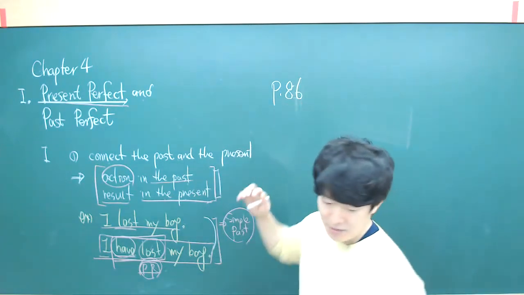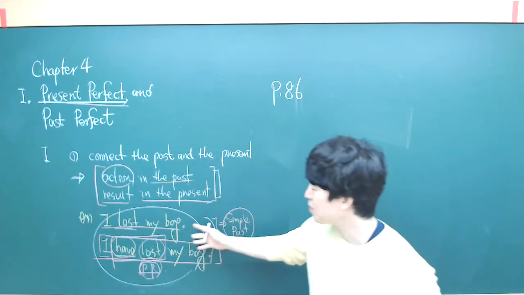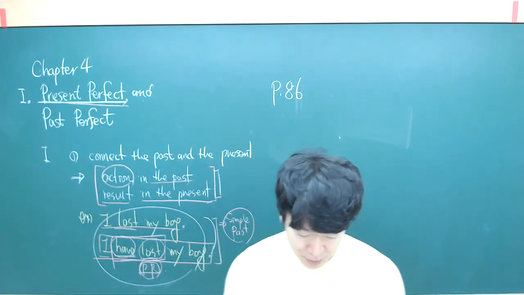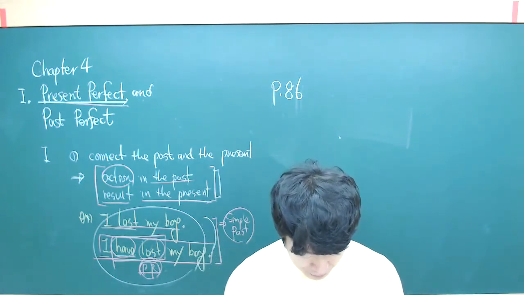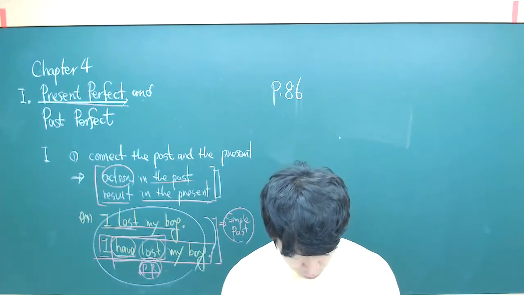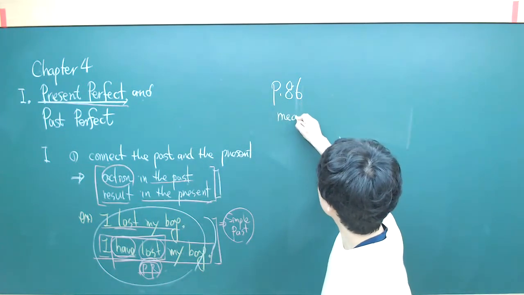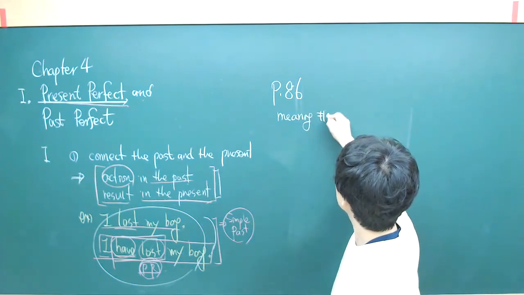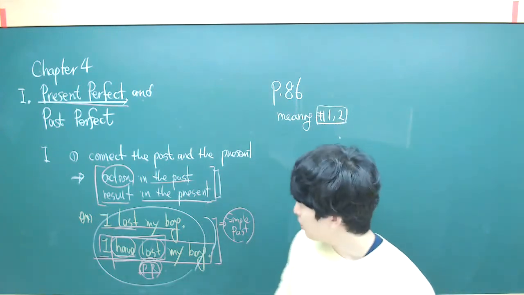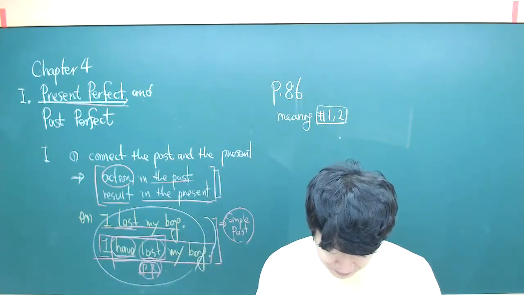Page 86, meanings of the present perfect. This part explains the meaning of present perfect. Let's review the meaning of present perfect by looking at our textbook. Present perfect, meaning number 1 and meaning number 2 on page 86. Meanings number 1 and 2 mean almost the same thing. Let's look at the example sentences.